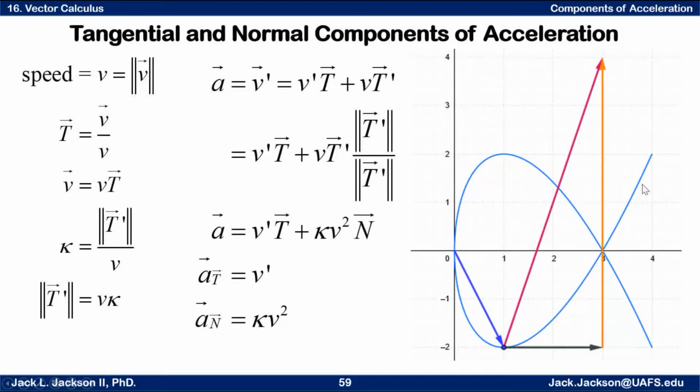Here's our picture in a two-dimensional example, showing we have this curve tracing along here as time goes along. At a particular point here, this blue vector is our position vector, the velocity vector is here, the acceleration is here. And then we take the acceleration and we break it down into components in the direction of the velocity and perpendicular to it. Those are the two components we're talking about. So this vector here is the v prime times T vector, and this orange vector going perpendicular to it is the curvature times the speed squared times the normal vector N.